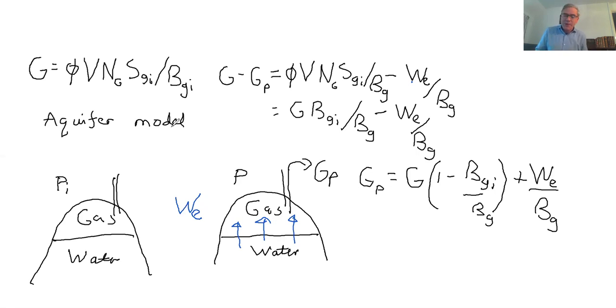It's not impossible. So the aquifer model I'm going to use is called the POT model. And it works if you have a relatively small, well-connected body of water that says, I drop the pressure in the gas field, I see the same pressure in the aquifer, and then that is essentially the water and rock expansion. So WE can be written as WCΔP.